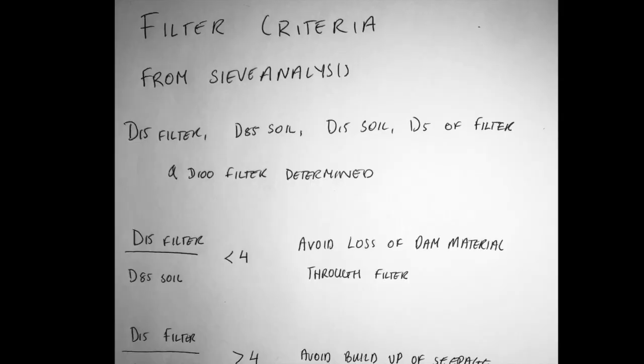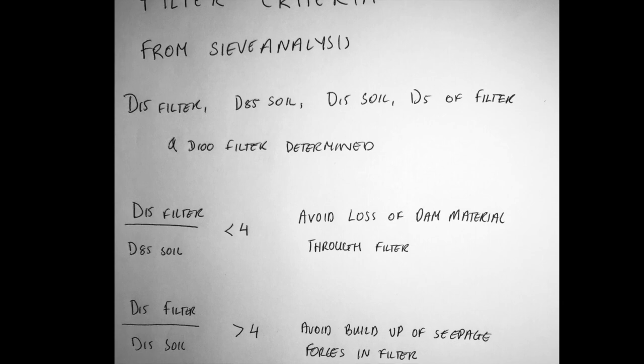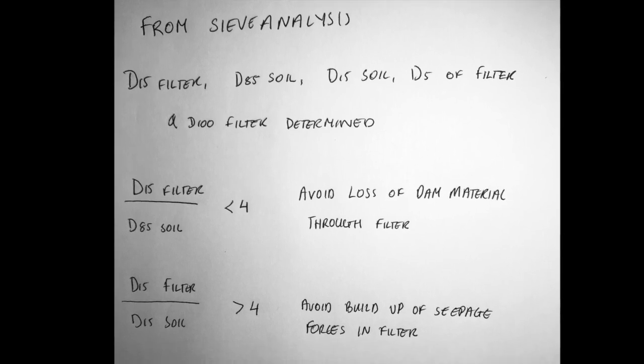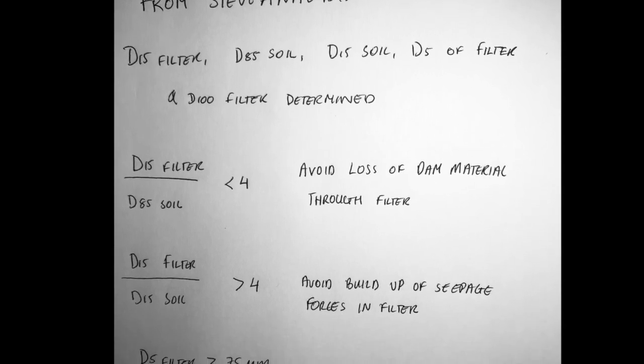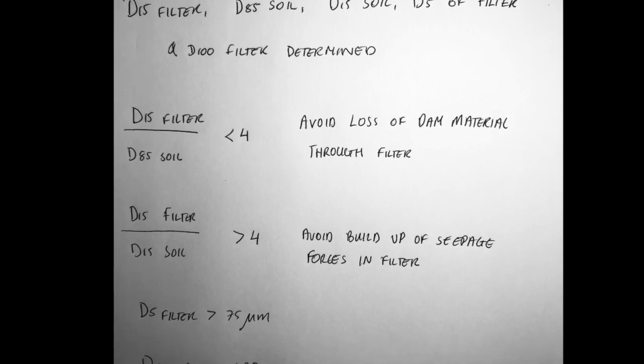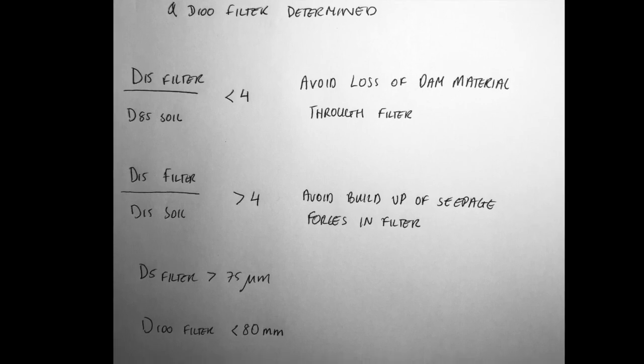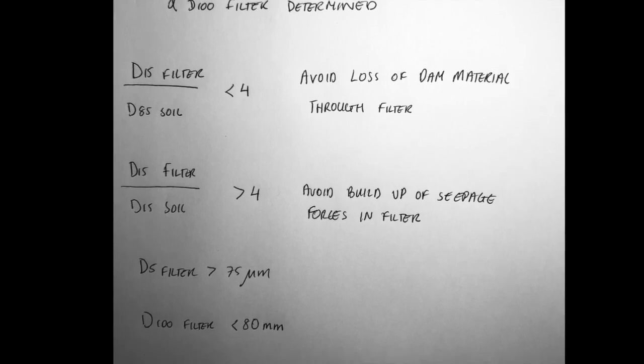filter. In order to design a filter, D15 of the filter over D85 of the soil must be less than 4 to avoid loss of dam material through the filter. D15 of the filter over D15 of the soil must be greater than 4 to avoid build-up of seepage force in the filter. And D5 of the filter must be greater than 75 micrometer, and D100 of the filter must be less than 80 millimeter.